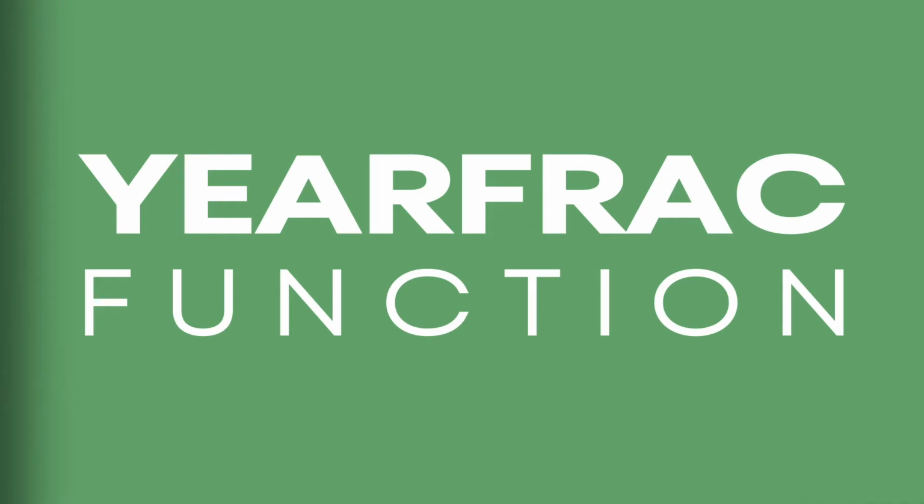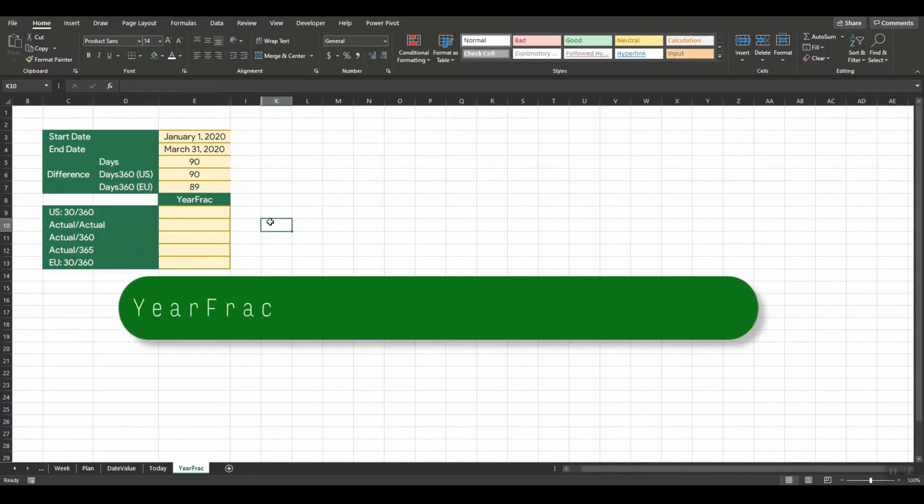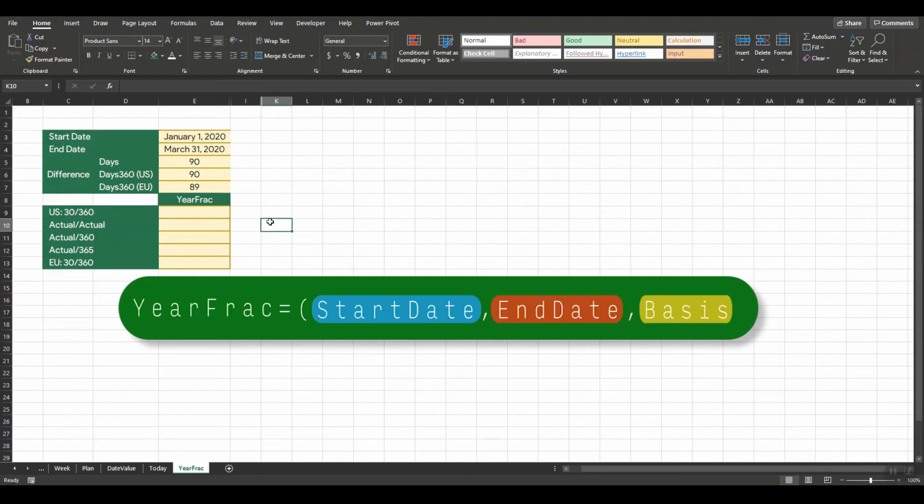Today we'll be looking at the YearFrac function in Excel. So let's get started. YearFrac calculates the fraction of a year represented by the number of days between two dates. It is typically used in finance to calculate portion of an interest period. The formula contains three arguments: start date, end date, and basis, out of which basis is optional.